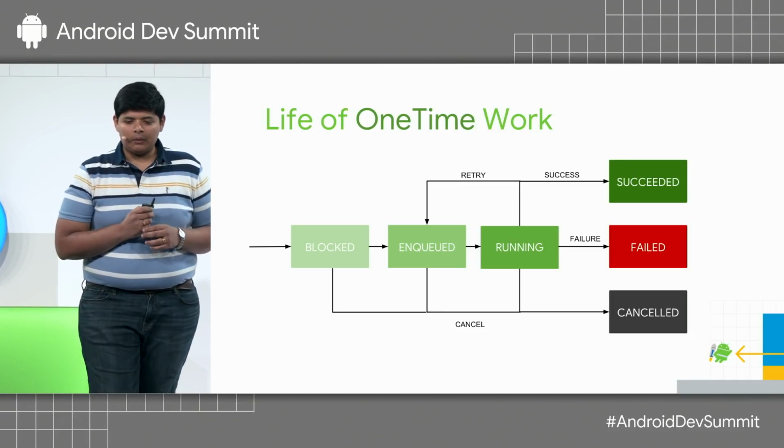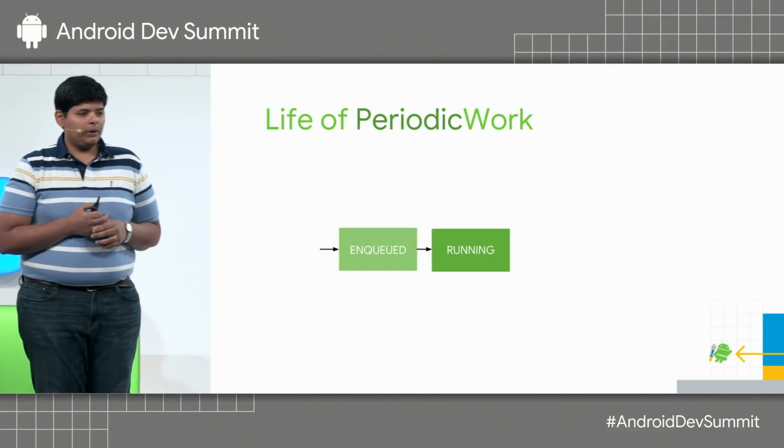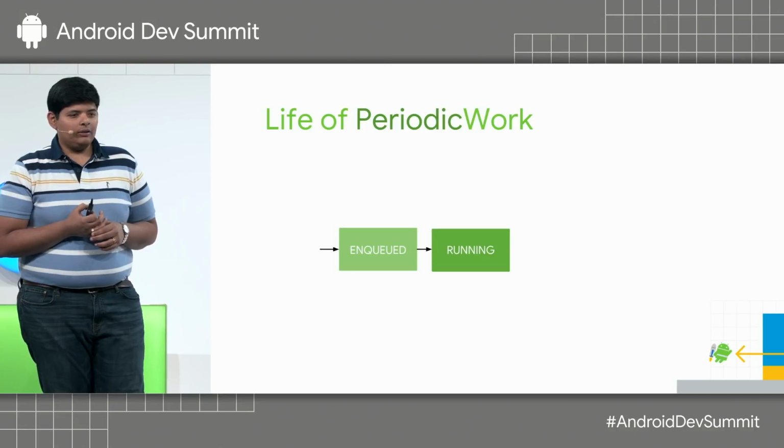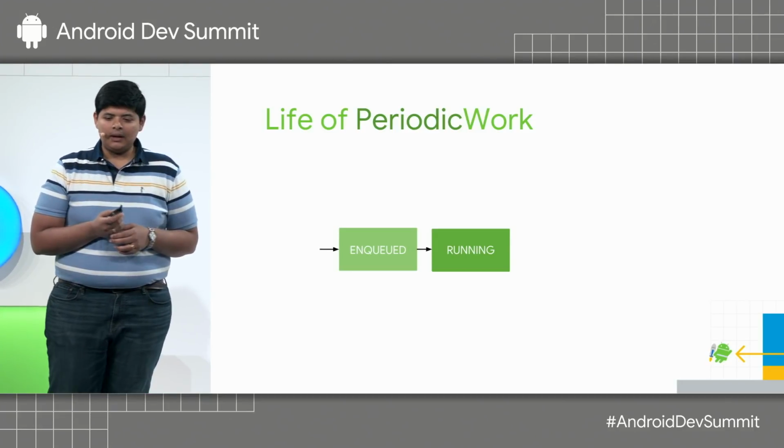Now let's look at periodic work. Periodic work is almost the same. Because periodic work can't be chained, there is no blocked state. So it always ends up in the enqueued state. Once the constraints are met, it'll go into running.